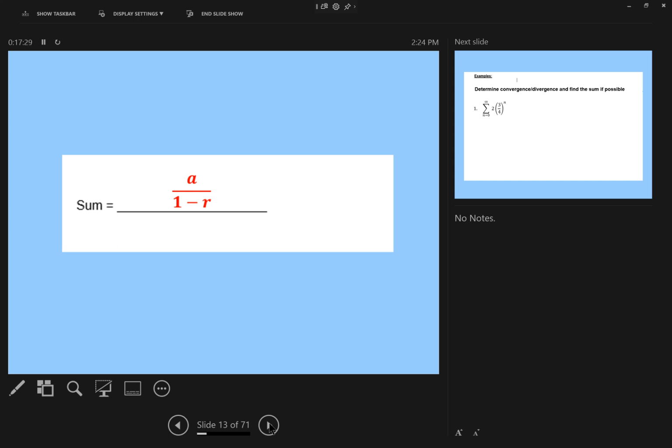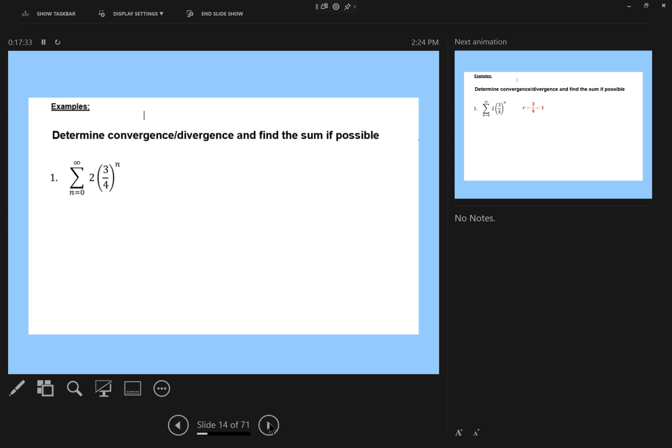And so we go to our examples. That's test number 2. First example. Do you see the nice, neat format? You see the a, you see the r to the n, so you know it's geometric. So is it a converge or diverge? Well, what is r? 3/4, which is definitely less than 1. I'm not saying you have to write out less than 1.